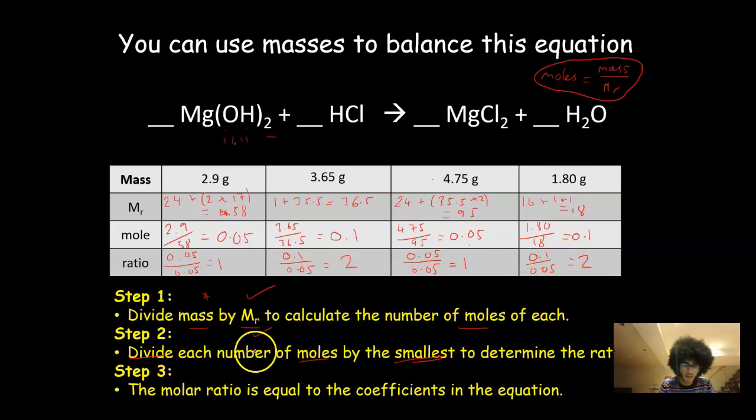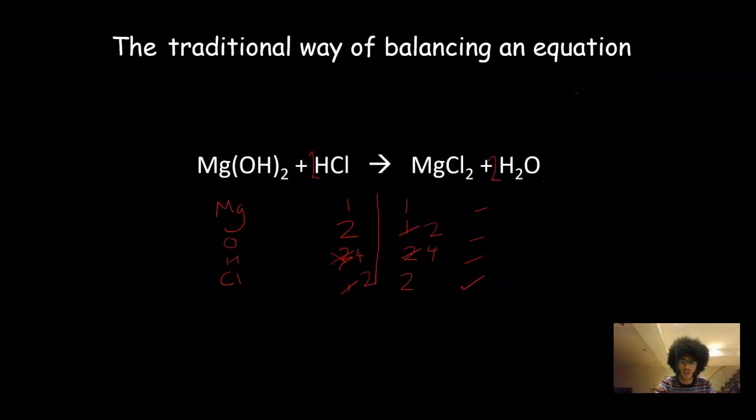The last step is to say that the molar ratio is equal to the coefficients in the equation. So this is going to be my coefficients. So I've got one lot of Mg(OH)2. Now, because I've only got one, I leave that blank. Here, I've got two lots of HCl. I put a 2 there. Here, I've got one lot of MgCl2. Leave it blank. Here, two lots of H2O. I put the 2 there. And if you look at that carefully, and if you rewind to what I showed you before, I've got exactly the same coefficients, which is great.